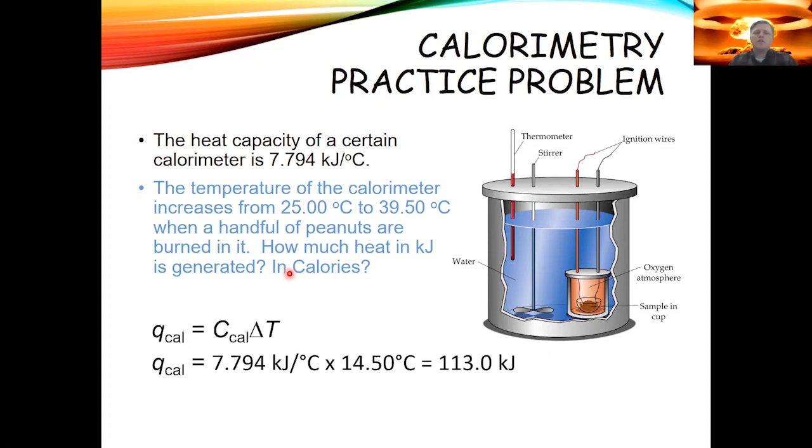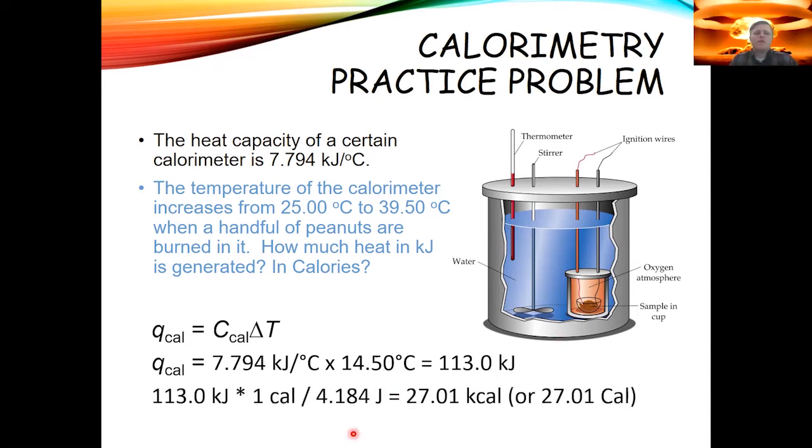Now this question also wants this value in calories, which is logical since we're using a calorimeter. So for that, we're just going to take 113 kilojoules times the ratio between calories and joules, which is 1 calorie for every 4.184 joules. And that'll get us 27.01 kilocalories, or 27.01 uppercase Calories, or food calories.